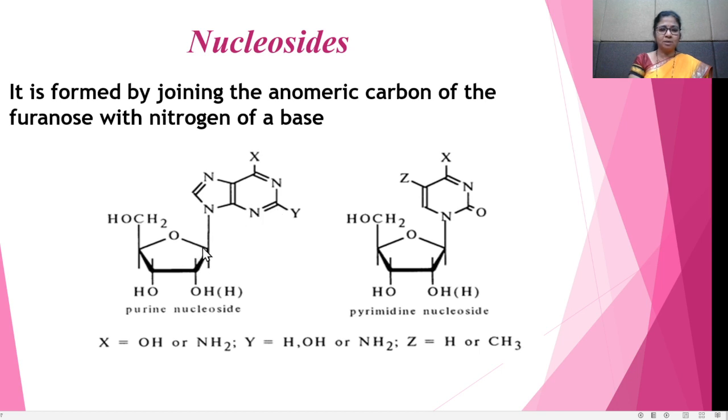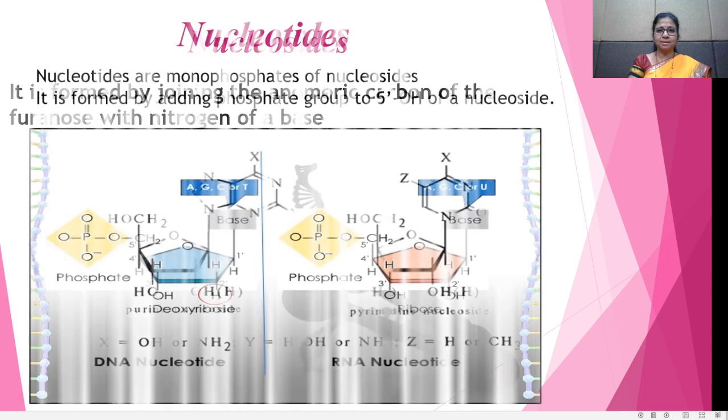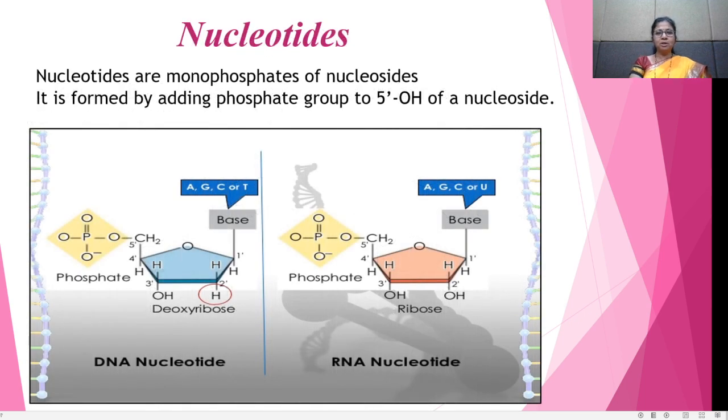This is the anomeric carbon atom of the sugar, furanose. See here, this is the anomeric carbon atom, and the linkage is between the anomeric carbon atom and the nitrogen atom of the base. In this way, nucleosides are formed by joining the anomeric carbon atom of furanose with nitrogen of a base. Now see the nucleotides.